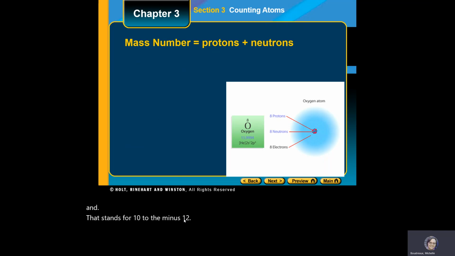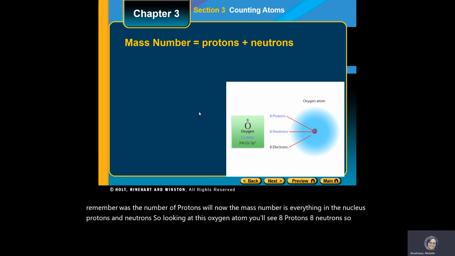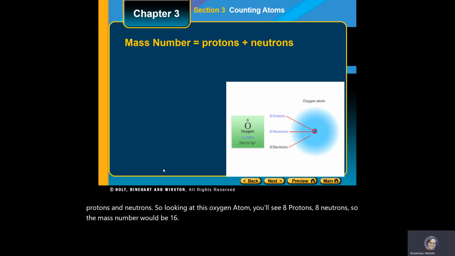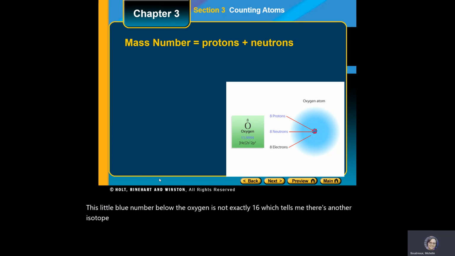Okay, well, I mentioned it briefly, but there's something called the mass number. The atomic number, remember, was the number of protons. Well, now the mass number is everything in the nucleus, protons and neutrons. So looking at this oxygen atom, you'll see 8 protons, 8 neutrons. So the mass number would be 16. This little blue number below the oxygen is not exactly 16, which tells me there's another isotope of oxygen that has to be averaged together to get this average atomic mass.